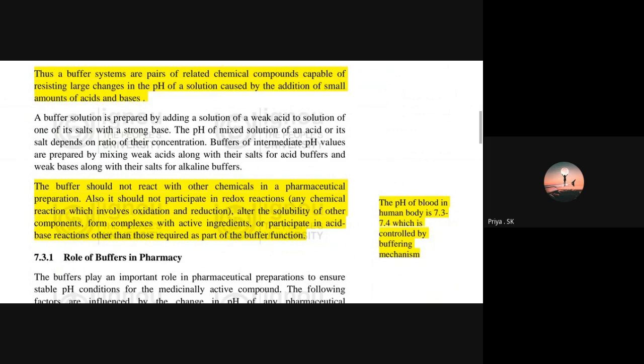for its function. Now we can see that the pH of blood in the human body is 7.3 to 7.4, which is controlled by a buffering mechanism. So our blood also has a buffer system which prevents the pH change in our blood. That's why it is called a buffer.